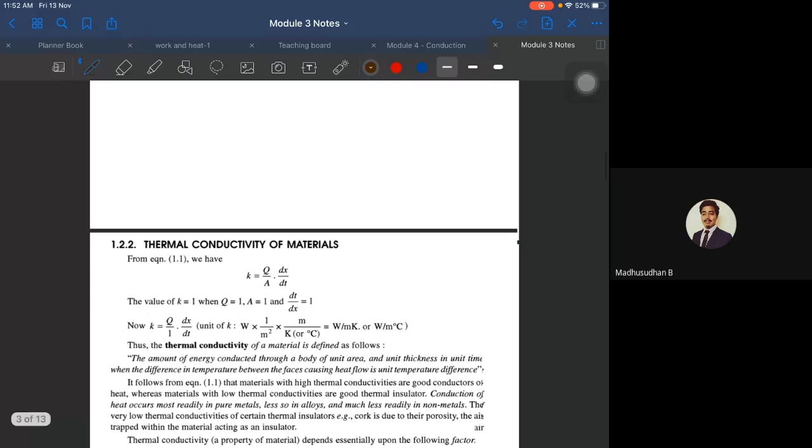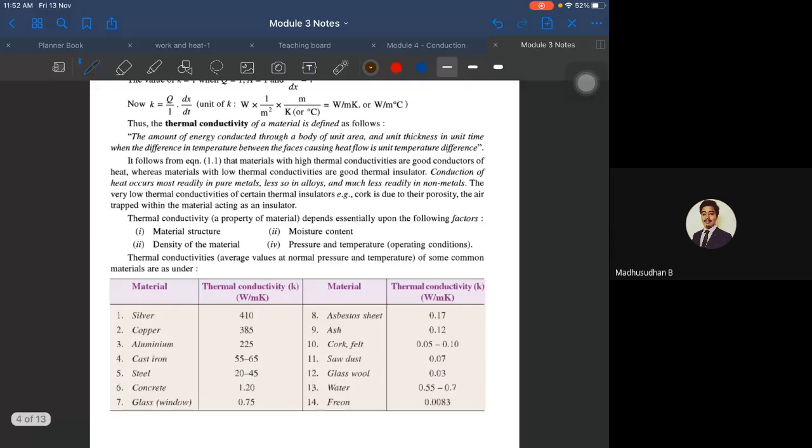Okay, so that is your thermal conductivity of the material, and here are the different values of thermal conductivity. The thermal conductivity of a material depends upon the following factors: how the material is structured, density, moisture, pressure, and temperature. All these factors, the thermal conductivity would be dependent.